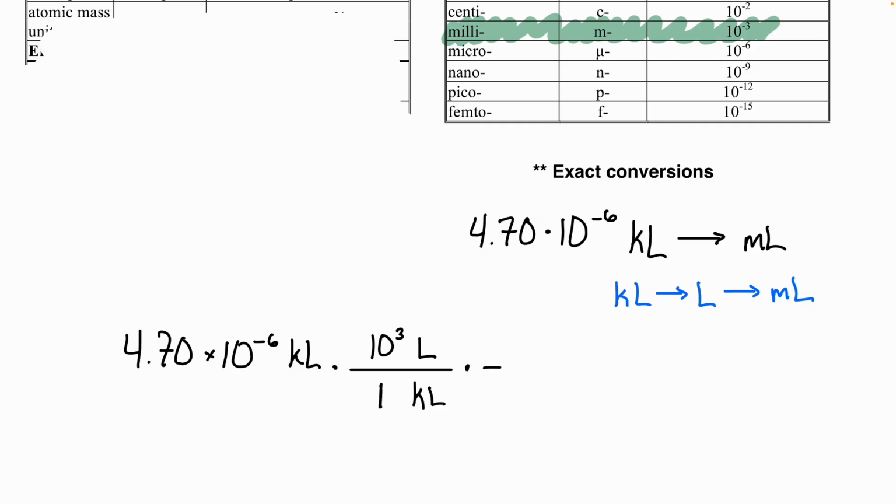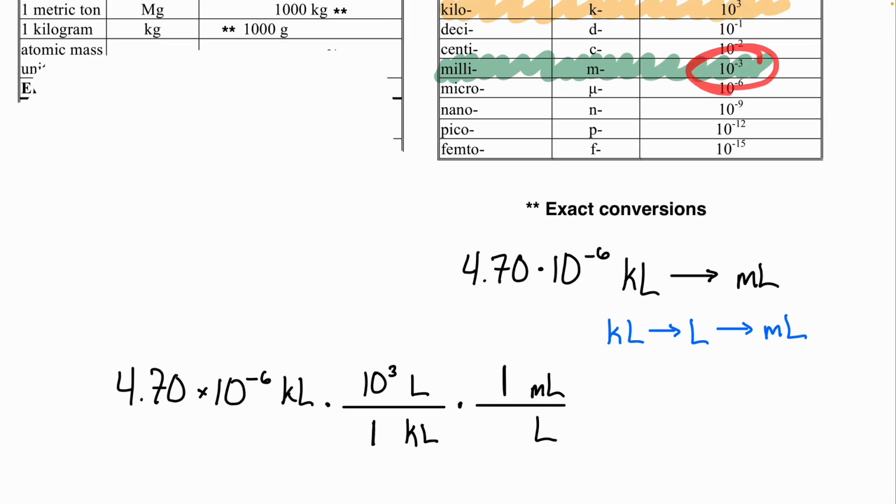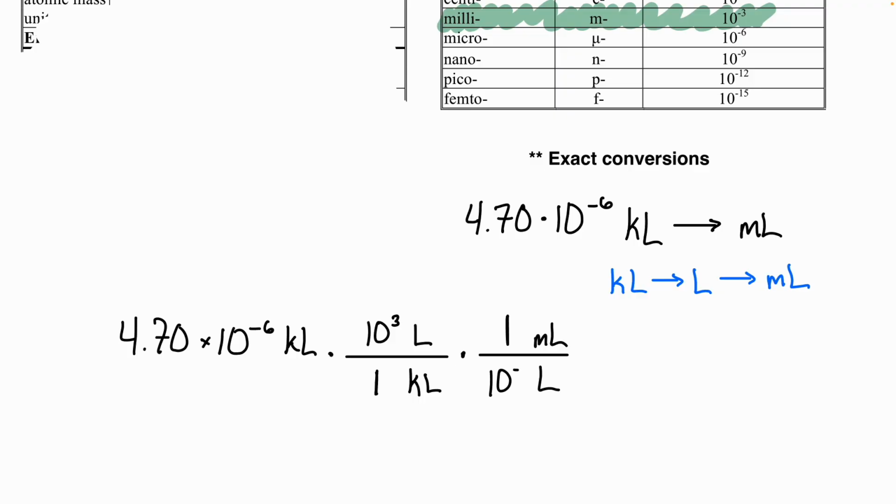So I'm going to multiply by a conversion factor, now with liters on the bottom and milliliters on the top. All right? Again, the 1 goes with the prefix, and according to my table here, milli is 10 to the negative 3. Okay? If I punch this into my calculator, so we've got it all lined up, we're going to do the math.